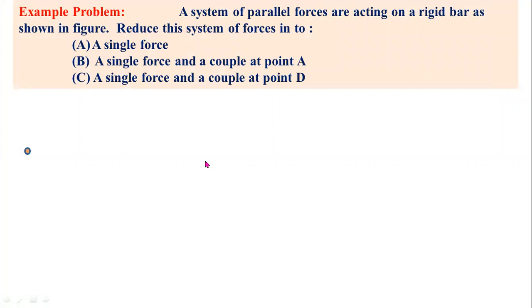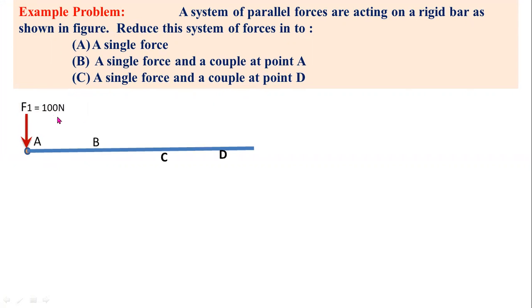This is the first problem. A system of parallel forces are acting on a rigid bar as shown in the figure. Reduce this system of forces into a single force, a single force and a couple at point A, and a single force and a couple at point D. Okay, this is the question, and the given diagram is like this.